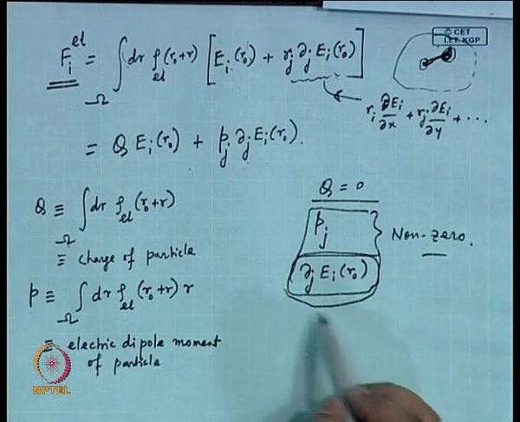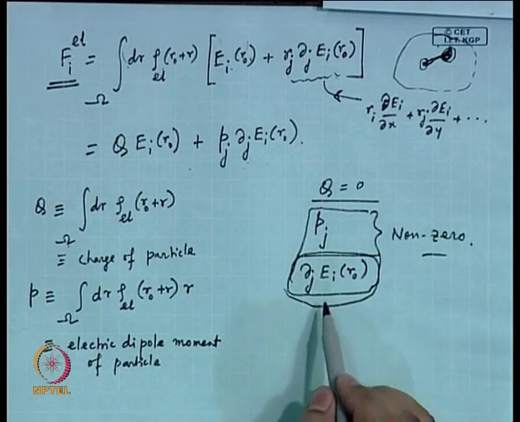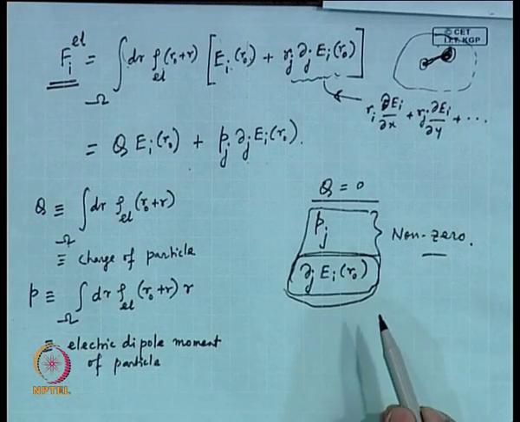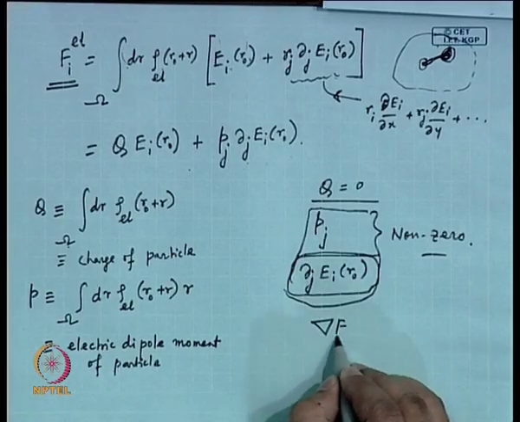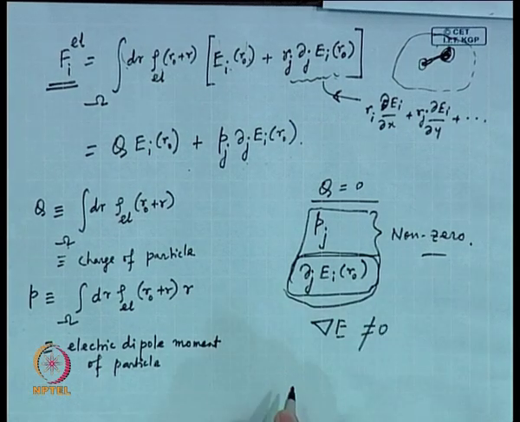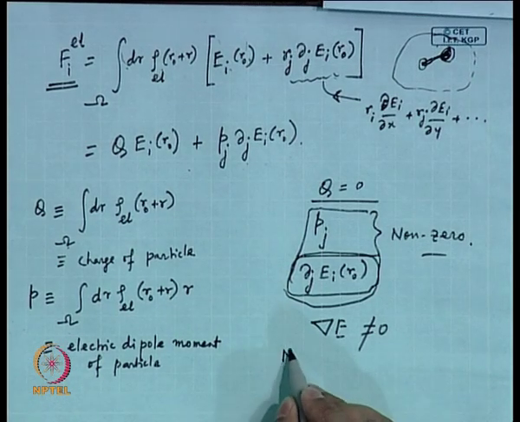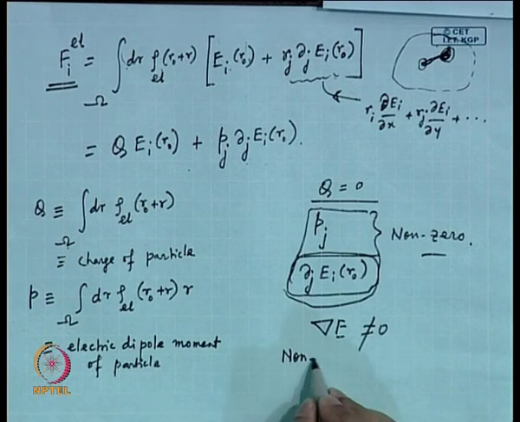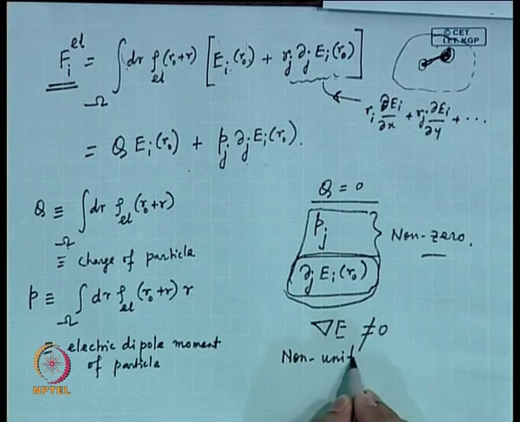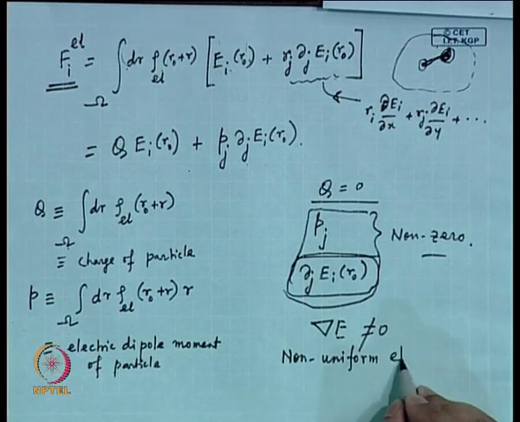What this means is that the gradient of the electric field is non-zero. Gradient of electric field is non-zero. Okay. Gradient of electric field non-zero means del E is non-zero. Del E is non-zero means the immediate response would be this is a non-uniform electric field.